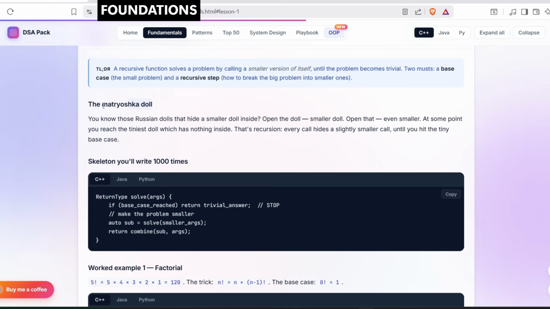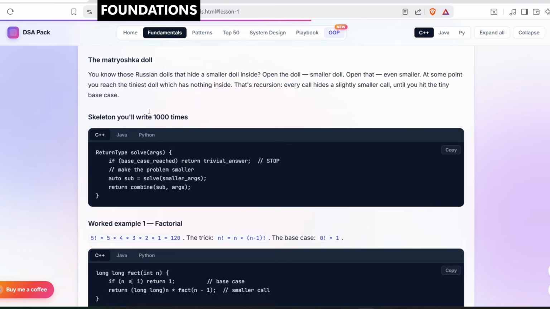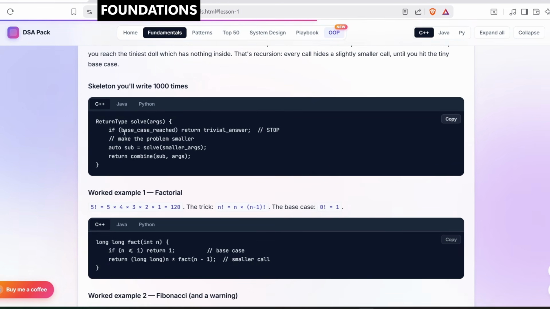The matryoshka doll. I don't know how to pronounce this, but let's begin with our example. You know those Russian dolls that hide a smaller doll inside. Open the doll, smaller doll. Open that, even smaller. At some point, you reach the tiniest doll which has nothing inside. That's recursion. Every call hides a slightly smaller call until you hit the tiny base case. Like in this example, if base case reached, return trivial answer. Stop. I gave a simple example, right?